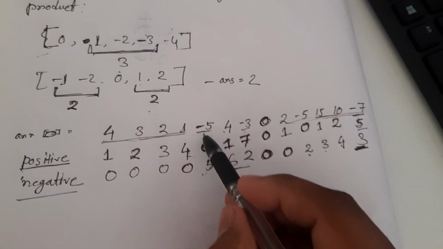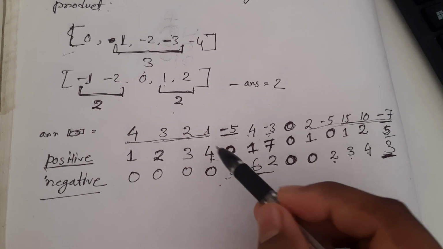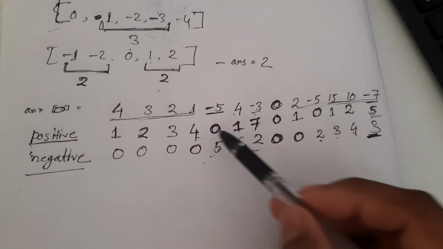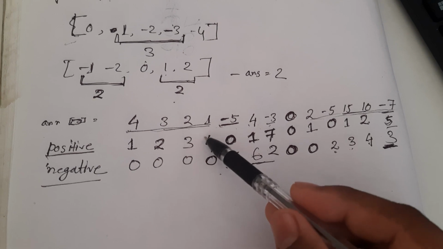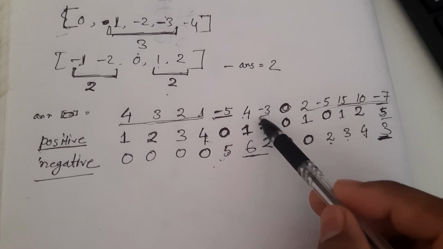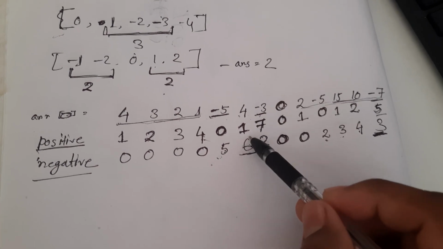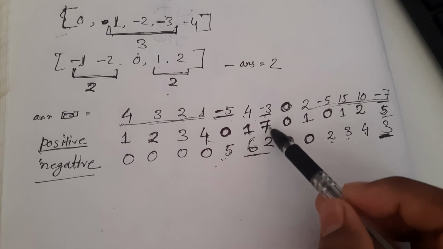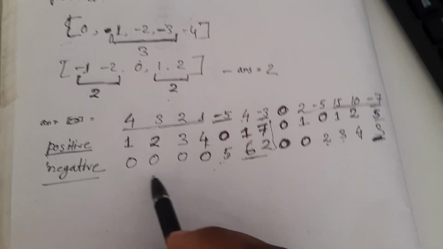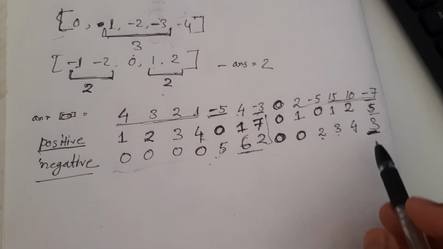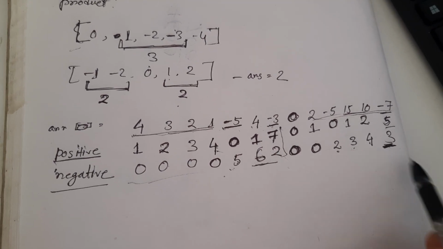So every time we get a negative value, we just exchange the positive and negative lengths, we just swap the positive and negative values. Whenever we get a negative value, we swap the positive value with the negative value. In that case, once again we are getting a negative value, so we swap the positive and negative values and increase the length by 1. If you do this by this intuition, you can easily solve this problem.